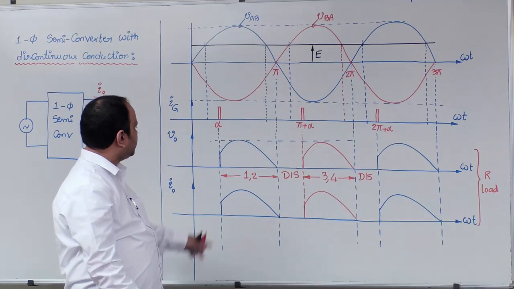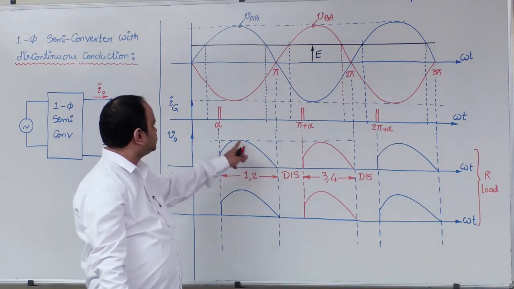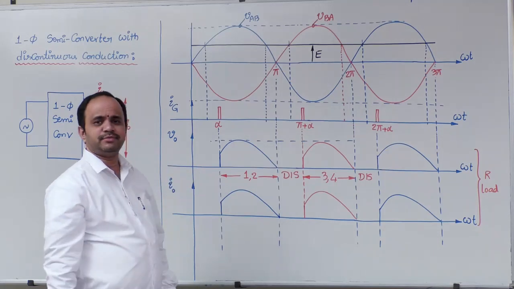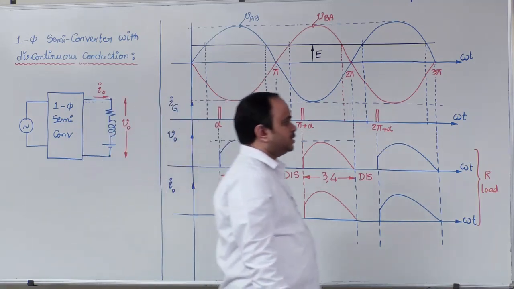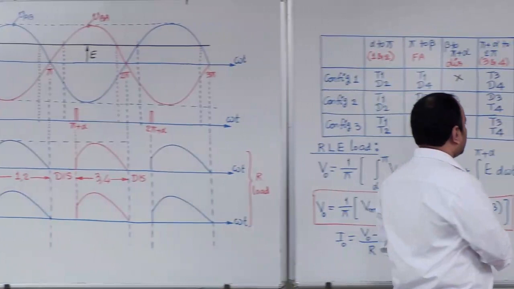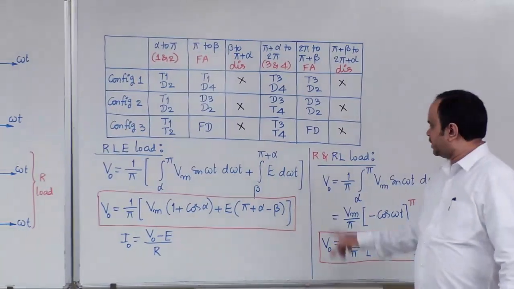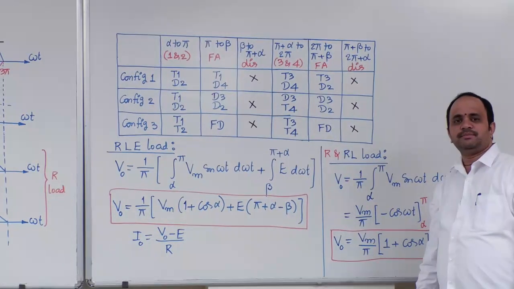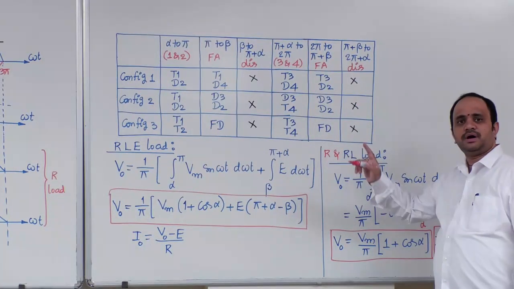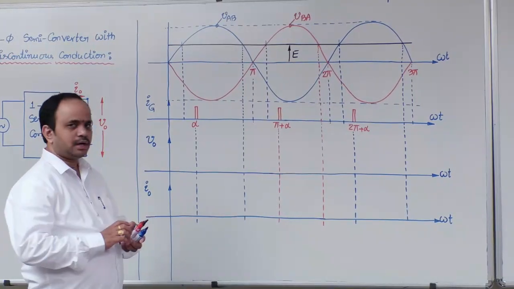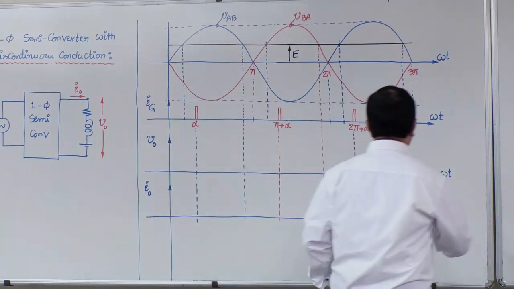If you observe the V naught expression carefully, you will get the same as that of RL load from the previous discussion. Therefore, we need not go through the equations again. I can simply write that the same equations are applicable for resistive load also. Next, let us look into another case, that is RE load.